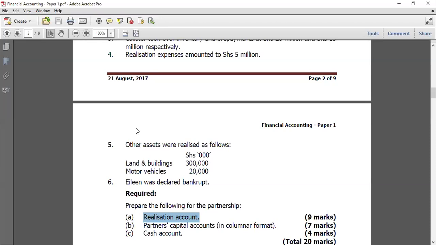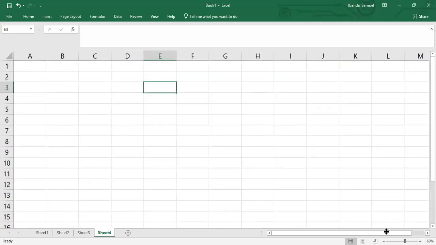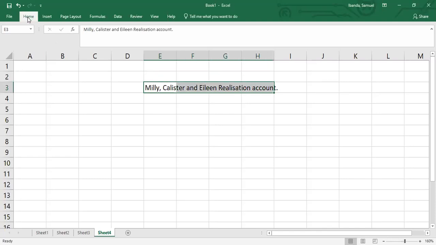Okay. So I'm going to come here, increase some font size here, and remember the name of the partnership. This is Millie, Calista, and Elen. Okay, I'll put that. Okay, that is what we basically do have. Just trying to put a heading to this.